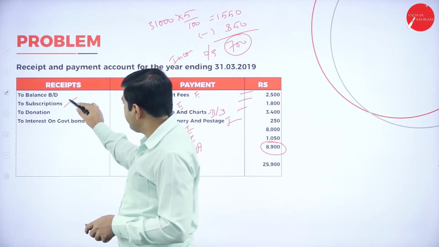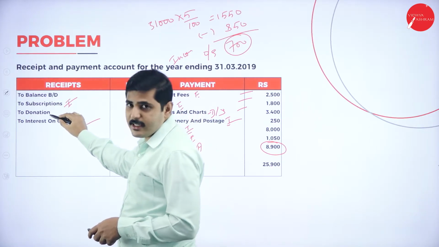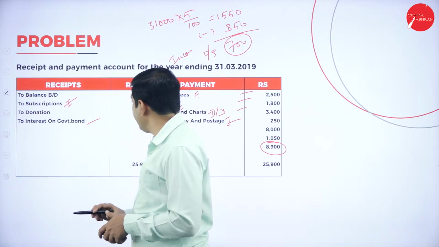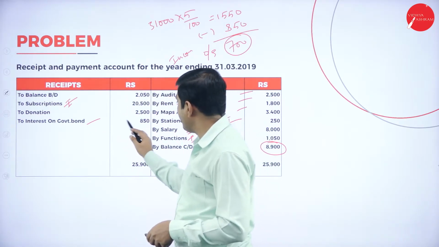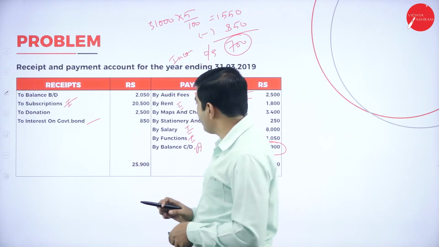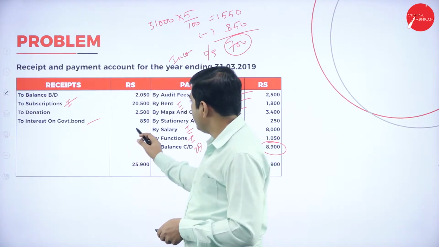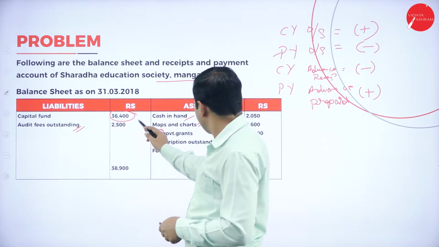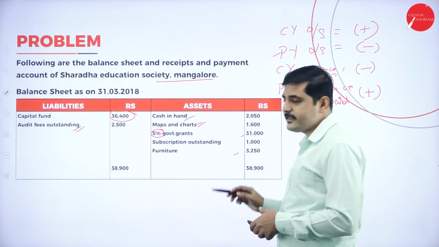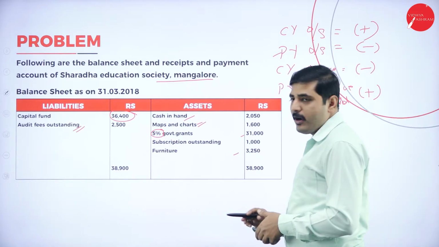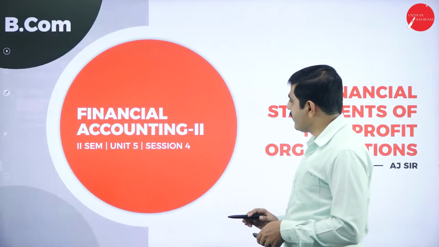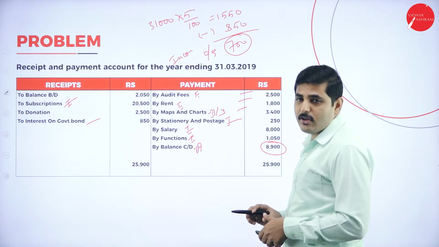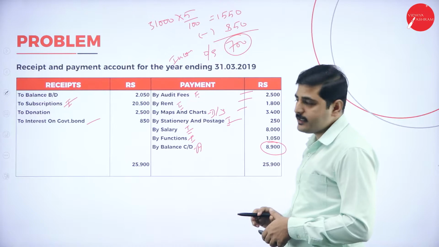Coming to subscription, it is an income. Donation: 50% is liability, the remaining 50% is income. Interest on government bonds, we have to add it to the government bonds total interest. In the balance sheet, do we have any government bonds? Yes, on the asset side, 31,000 is the total bonds. Out of that, what is the outstanding interest? We have calculated it here: interest on bonds 700 should be shown on the balance sheet asset side.